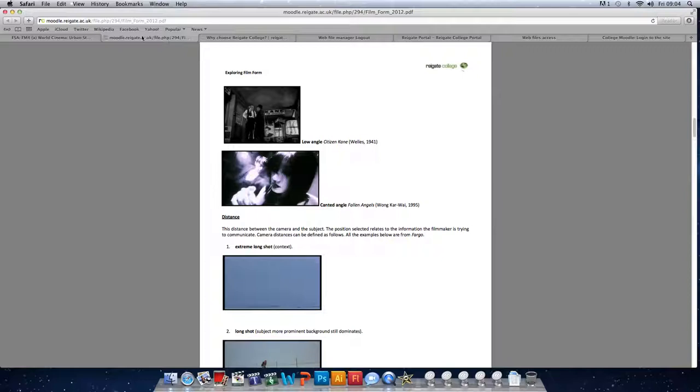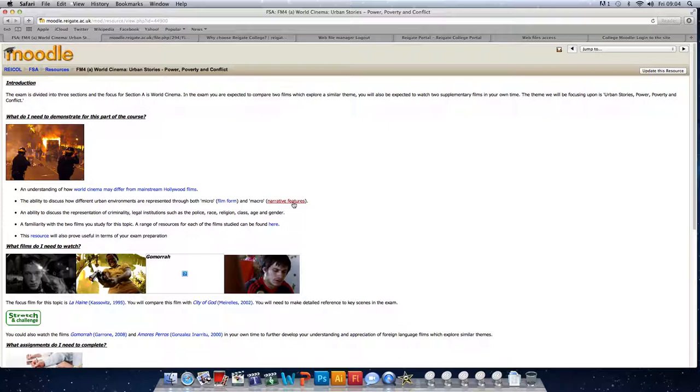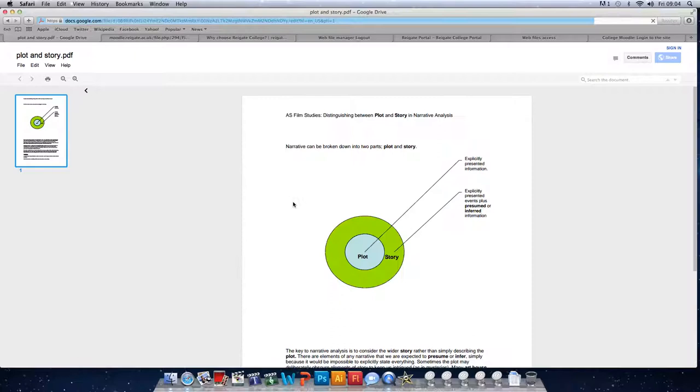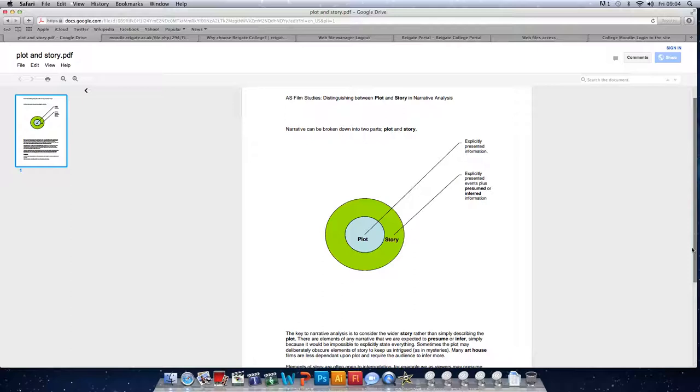Okay, macro features is basically looking at narrative. The idea of narrative is, you know, there's two elements to narrative, essentially, what we call the plot and the story. In terms of doing a narrative analysis, looking at sort of the film's themes, for example, you're looking at what's called the explicitly presented information, which is the plot, so what happens, but also what information can be inferred from those key events. So you don't want your answer to be too descriptive, just explaining what happens in La Haine or what happens in City of God. You want to ensure you're actually discussing the significance of those key events.